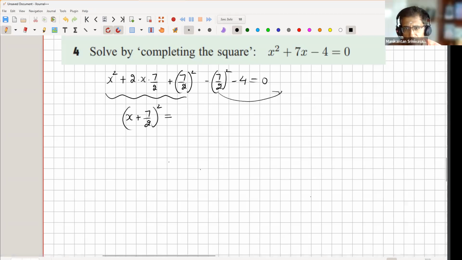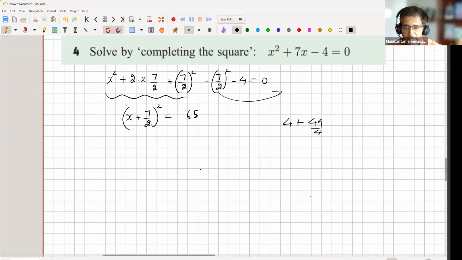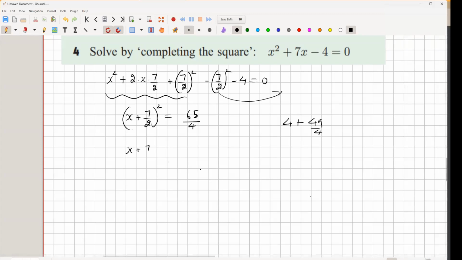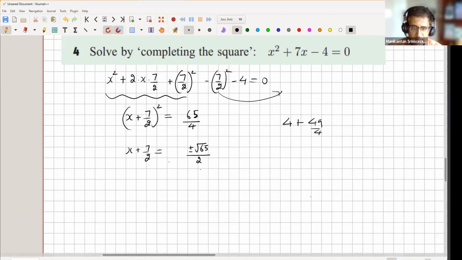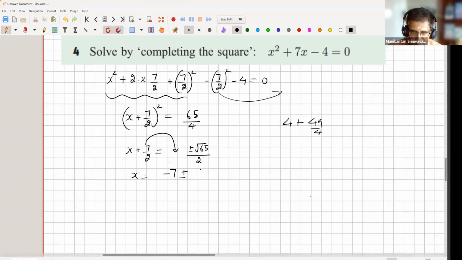We can move both of these negatives to that side. So it's plus 4 and plus 49 by 4. So it'll come out as 65 by 4. Yes, 49 plus 16, you're right, 65 by 4. Then we're going to root that side. So x plus 7 by 2 equal to plus minus root 65 upon 2. Exactly. And then we'll move 7 by 2 to that side. So we're going to get minus 7, put that minus 7 at the front, so that it's always minus 7 and the plus minus does not apply to it. Wonderful. Whole upon 2.